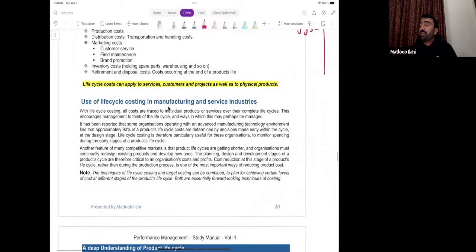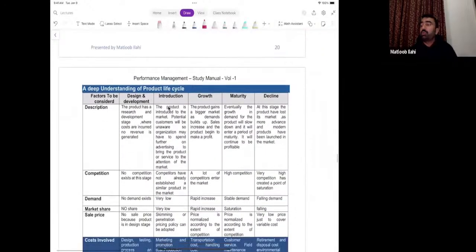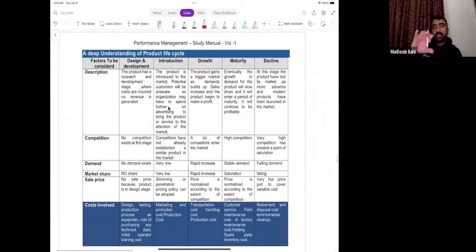Use of life cycle in services and manufacturing industries, you will be able to go through when you will have notes, but I want to explain this very comprehensive, deep understanding of product life cycle. So this will help you understand the life cycle costing topic more in detail.